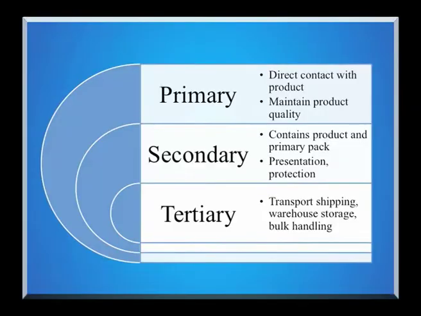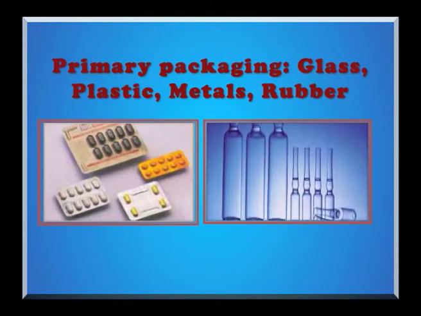Now we will talk about what are various types of packaging. There are three types of packaging. First one is primary packaging, secondary packaging and tertiary packaging. Now what is primary packaging? Primary packaging, that is in direct contact with the product. It maintains product quality. Now what are the examples of primary packaging? It includes glass, plastic, metals, rubbers.